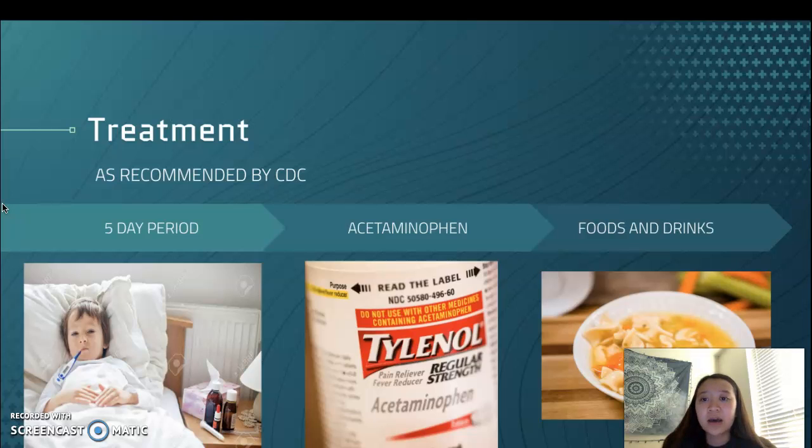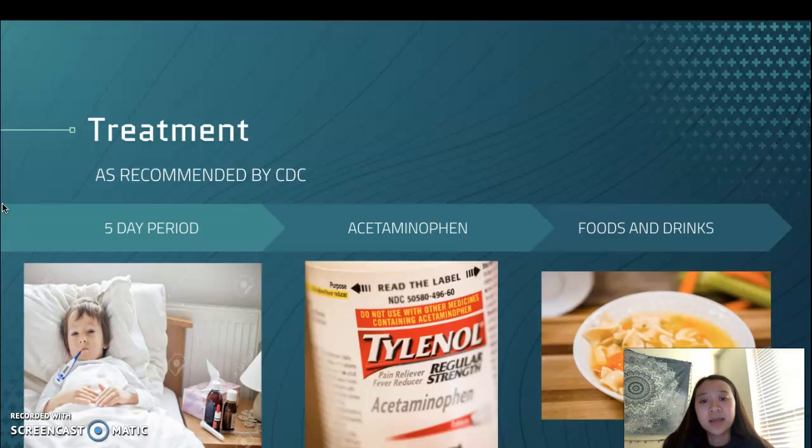And last, how can mumps be treated? There is no specific cure for mumps. There's no one specific treatment for mumps. It's often a very mild illness, so as recommended by the CDC, you should take a 5-day resting period. During this resting period you should have very low activity and be isolated from other people in your home that this disease could be transmitted to, because again, it is an airborne disease.